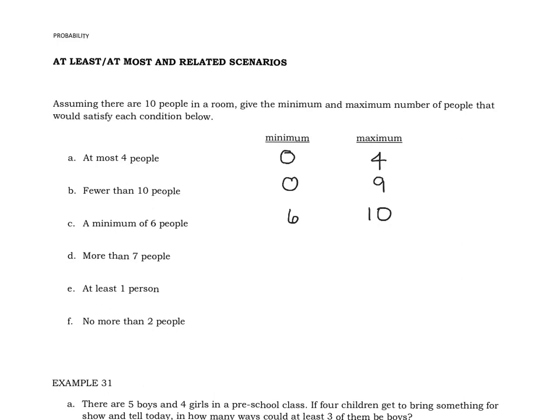More than 7 people, well, that would mean 8 would be our minimum and 10 would be our maximum. So we're looking at 8 or 9 or 10. At least 1 person would make 1 our minimum, and again 10 would be our maximum. So 1 or 2 or 3 all the way up to 10. No more than 2 people would mean that 2 would be our maximum. Therefore 0 would be our minimum. So we're looking at 0 or 1 or 2.